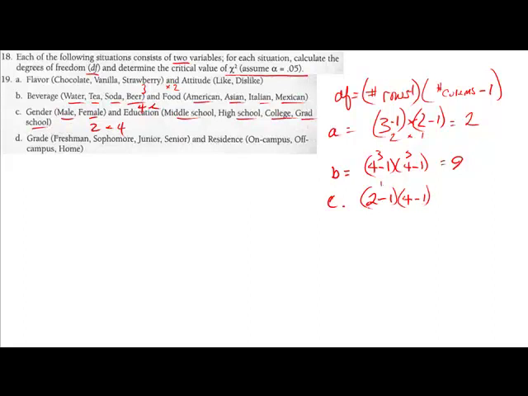Two minus 1 is 1. 4 minus 1 is 3. That's 3 degrees of freedom. And for D, we have 4 grades and 3 residences. 4 minus 1 is 3. 3 minus 1 is 2. That's 6 degrees of freedom.